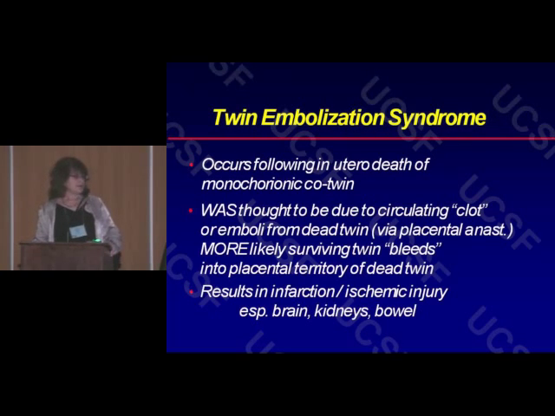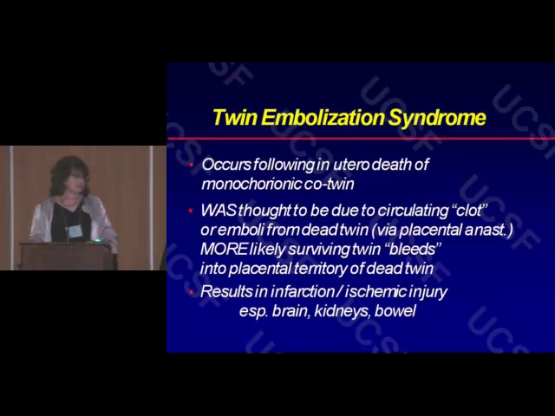Moving on to another less common complication of monochorionic twinning, referred to in the literature as twin embolization syndrome. It follows the in utero death of one of a monochorionic twin pair. The name is kind of unfortunate, and it's a little misguided. Historically, this was thought to be due to some bad act or even clot within the circulation that traveled from the dead twin to the surviving co-twin. But that's no longer the presumed mechanism.